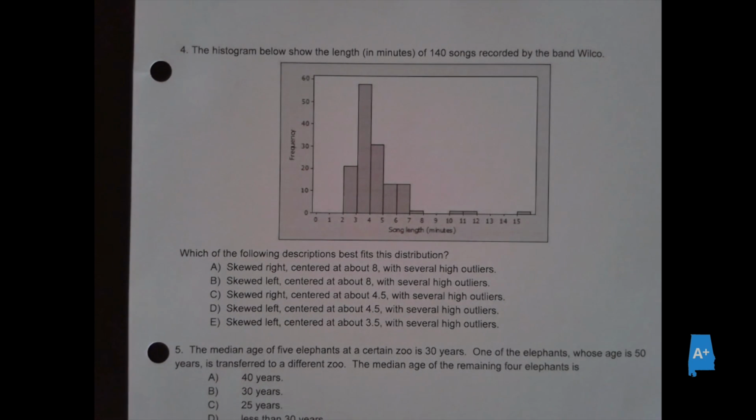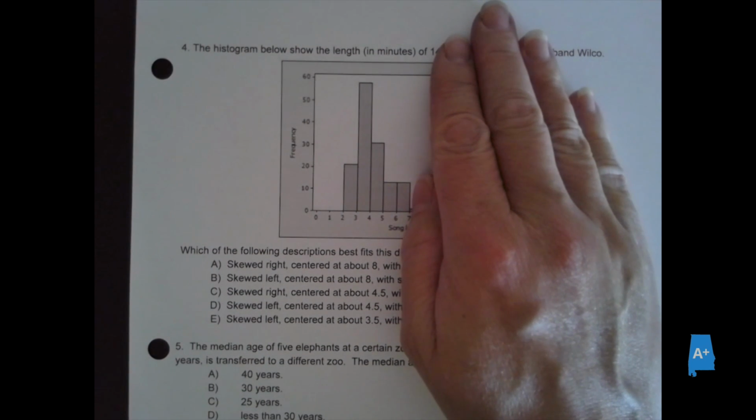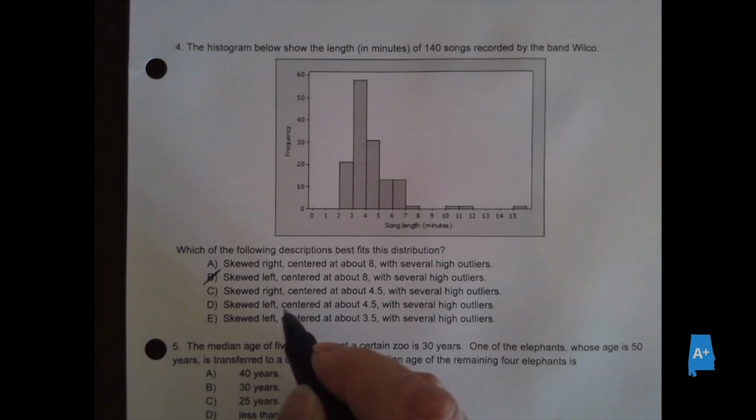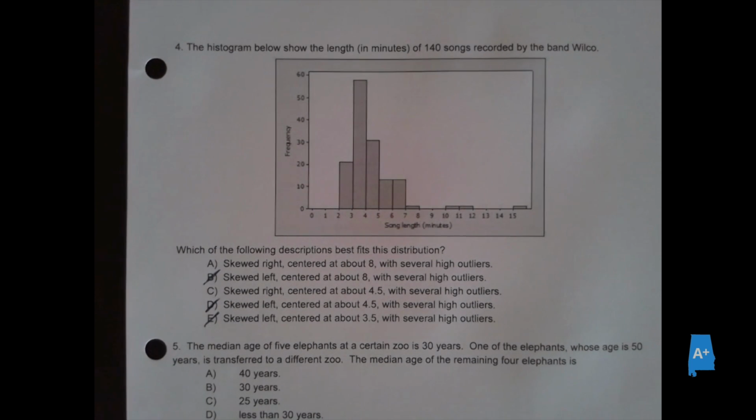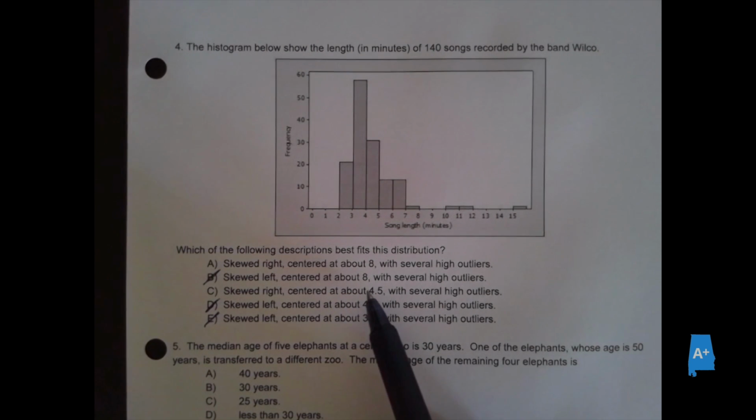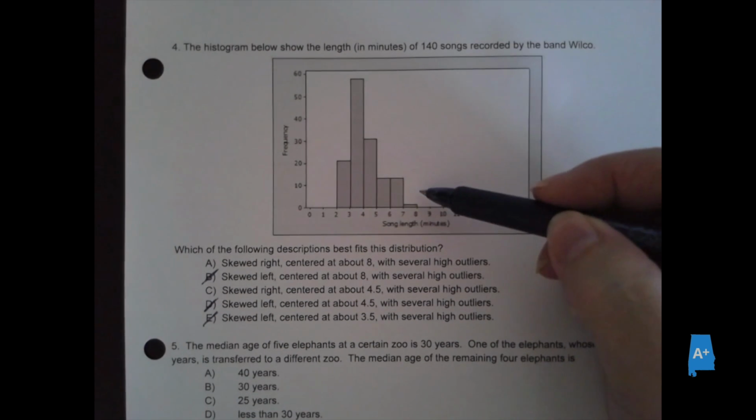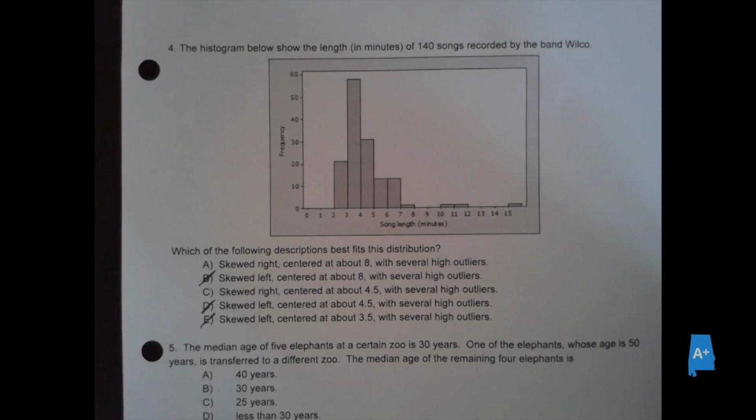All right. So what you say to yourself is, self, where is the data not so much? I'm going to say it's not here. And that's my right hand, so it's skewed right. So I know that it's not B, and it's not D, and it's not E, because those all say skewed left. So the only thing that's different about A and C are centered at 8 and centered at 4.5. Well, 8 is right here. Now that is the center of the whole range of the window, but it's not the center of the data.